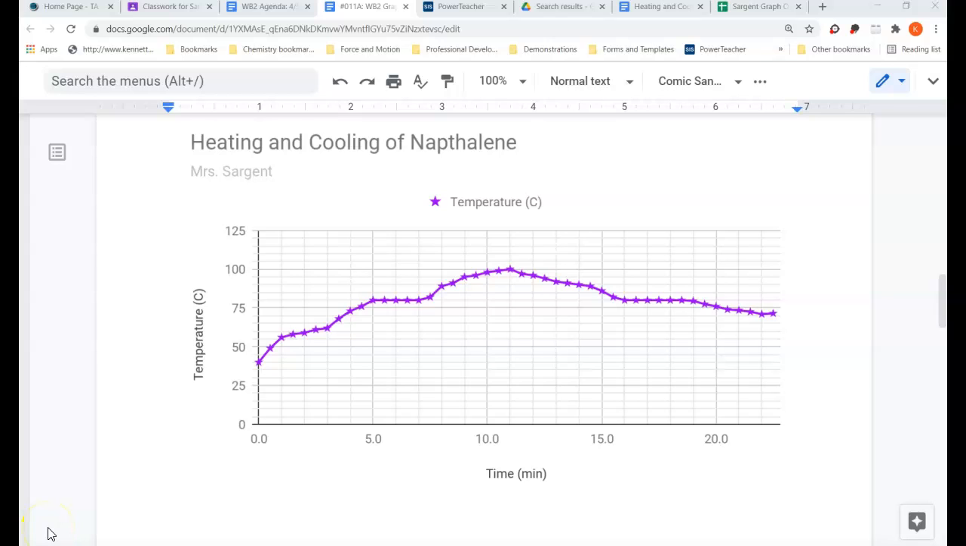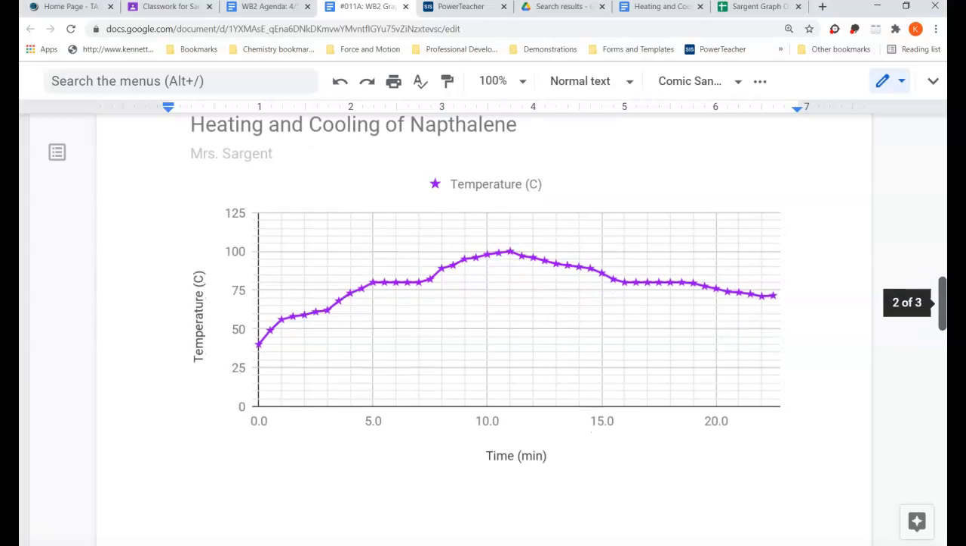Okay, folks, it's the next video for finishing up our heating and cooling of naphthalene lab. Here you have your beautiful, gorgeous, well manicured graph posted into your assignment. Now, the one thing that makes this a real advanced, top-notch piece of work would be to write a little analysis statement below your graph.